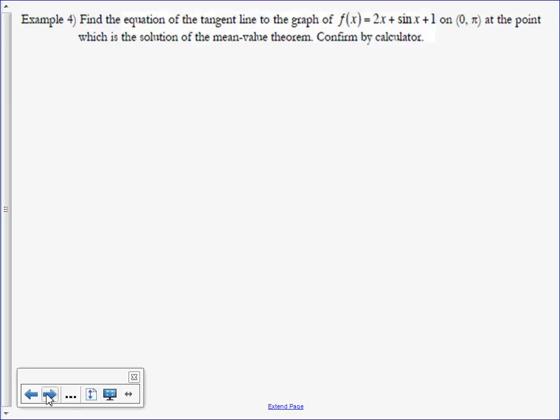Okay. The equation of the tangent line of the graph 2x plus sine x plus 1 on 0 to pi at the point where the solution is the mean value theorem. Awesome. All right. Derivative?